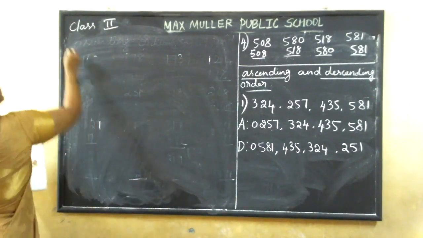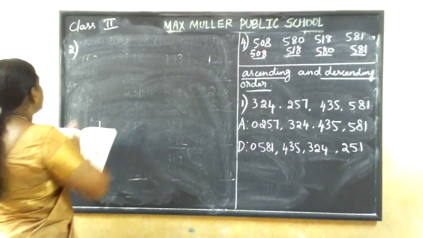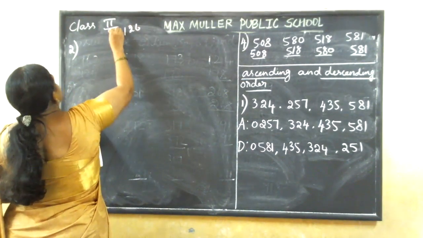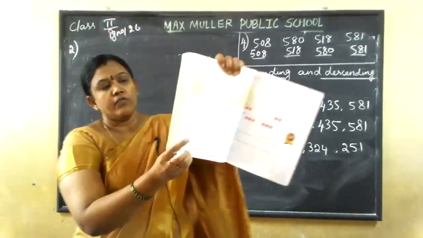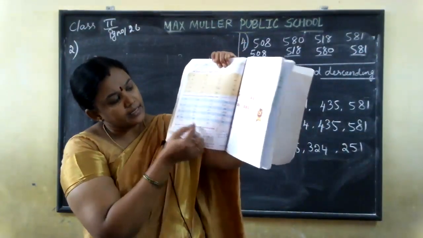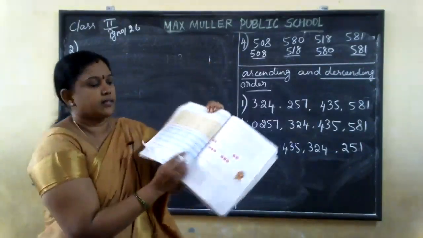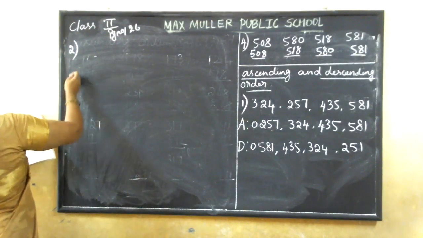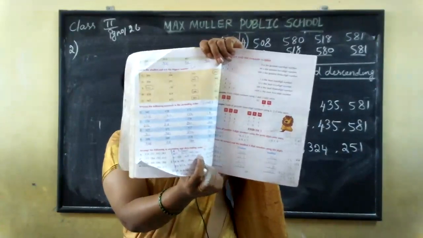Second one. Page number 126. See children, here no place, no. For that you want to write here side inside. Put one line. After that you want to write the answers. Second one. See properly here. Here you want to write.